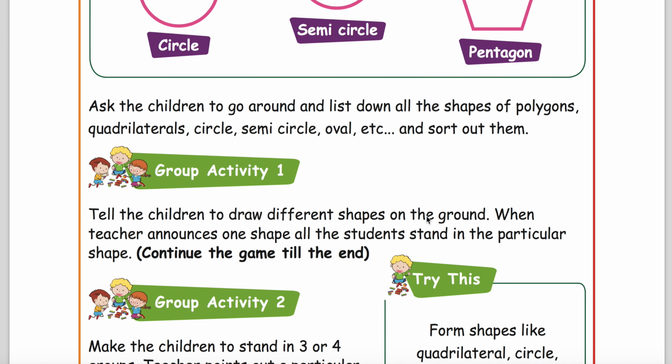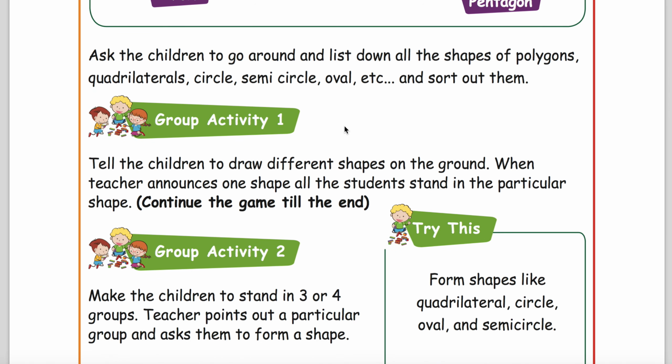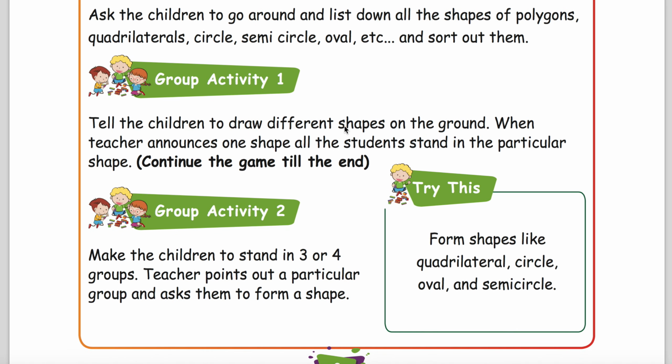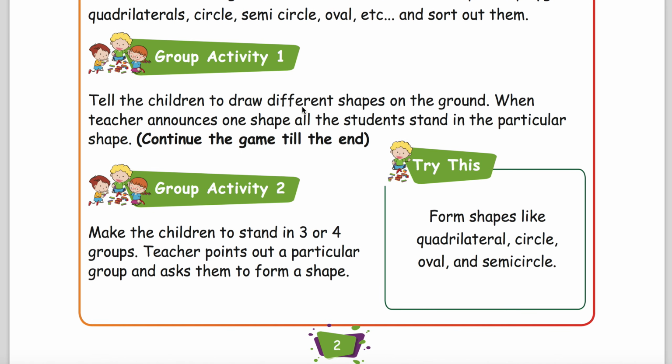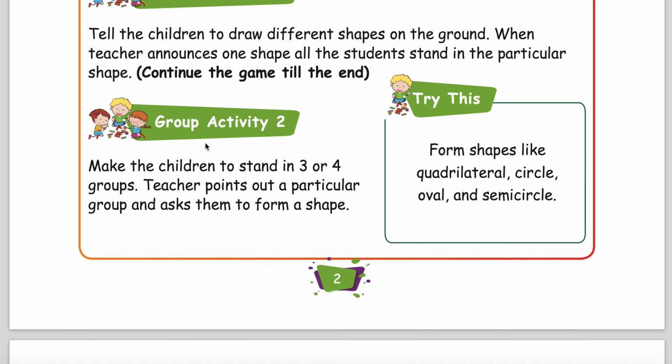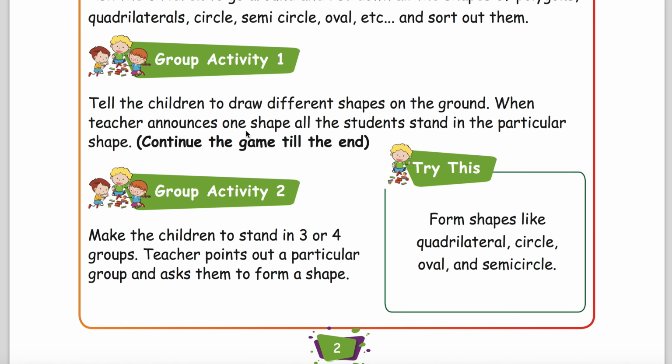Ask the children to go around and list down all the shapes of polygons, quadrilateral, circle, semicircle, etc., and sort them out. Tell the children to draw different shapes on the ground. When the teacher announces one shape, all the students stand in a particular shape. Oh, this cannot be done online.